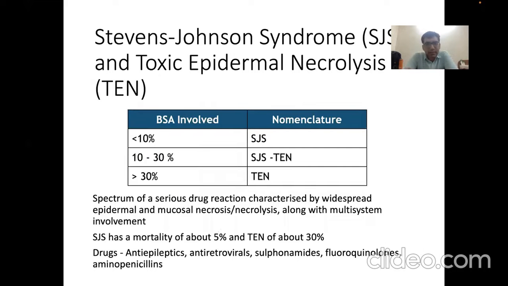Now the next topic is Stevens-Johnson syndrome and toxic epidermal necrolysis. Less than 10% is SJS, 10 to 30% is SJS-TEN overlap, and more than 30% is TEN. It is a spectrum of serious drug reactions characterized by widespread epidermal and mucosal necrosis along with multi-system involvement. SJS has a mortality of 5% and TEN has a mortality of around 30%. Drugs are anti-epileptics, antiretrovirals, sulfonamides, fluoroquinolones, and aminopenicillins.